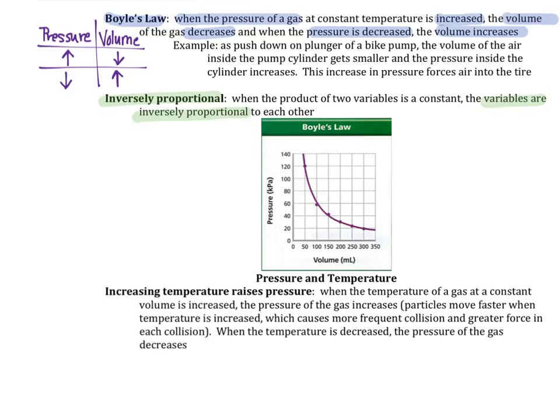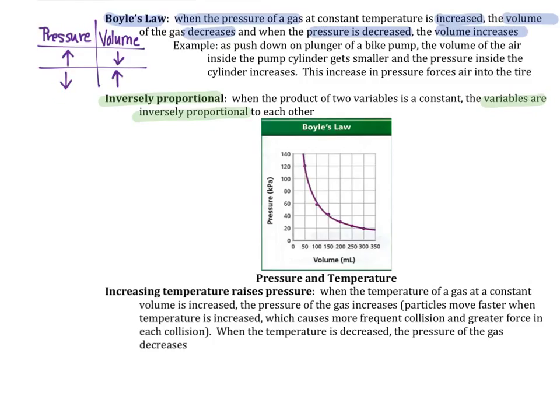So here you can see we made the same chart as we did for Charles' law with pressure and volume, only this time we're looking at pressure, not temperature. So as pressure increases, the volume decreases. You could also look at it as the volume, if it decreases, the pressure increases. And if the volume increases, then the pressure decreases.